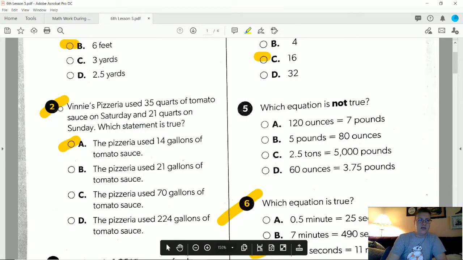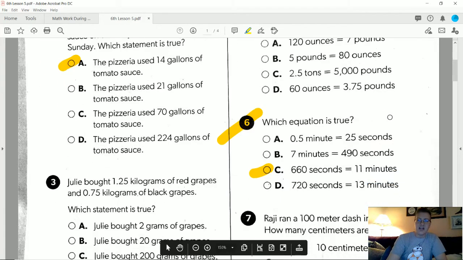Number two, the pizzeria uses 35 quarts on Saturday and 21 on Sunday. If I add those, I get 56. I have 4 quarts in a gallon. 56 divided by 4 would give us 14. Number 6, there are 60 seconds in a minute, so that is going to come out to be 660 seconds in 11 minutes.